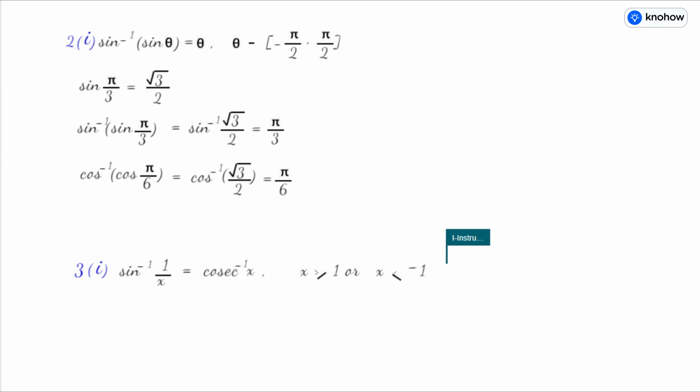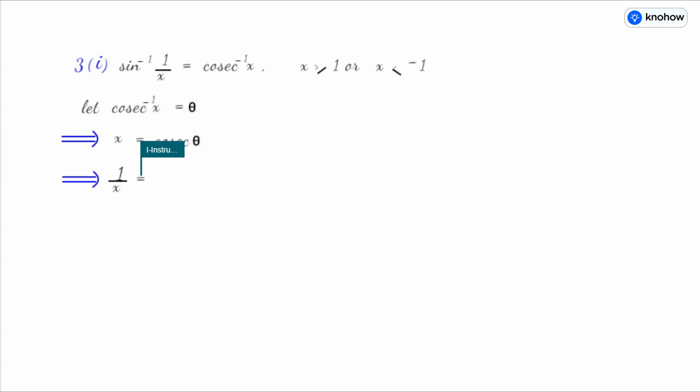How to prove it? Let's take the proof. Let cosec inverse x be theta, which implies x is equal to cosec theta. So what is the reciprocal? That is 1 by x. What is the reciprocal of cosec? Sine. So 1 by x is sine theta.